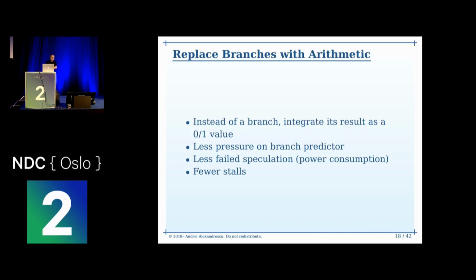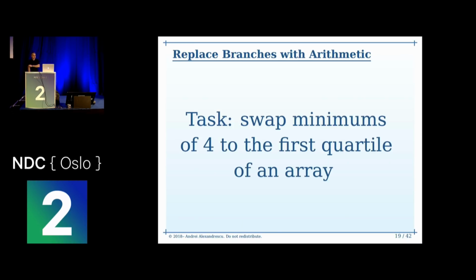So that means there's less pressure on the branch predictor. There's no branching, so there's no need to do branch prediction. There's less failed speculation. It's just straight line code, and there are fewer stalls.